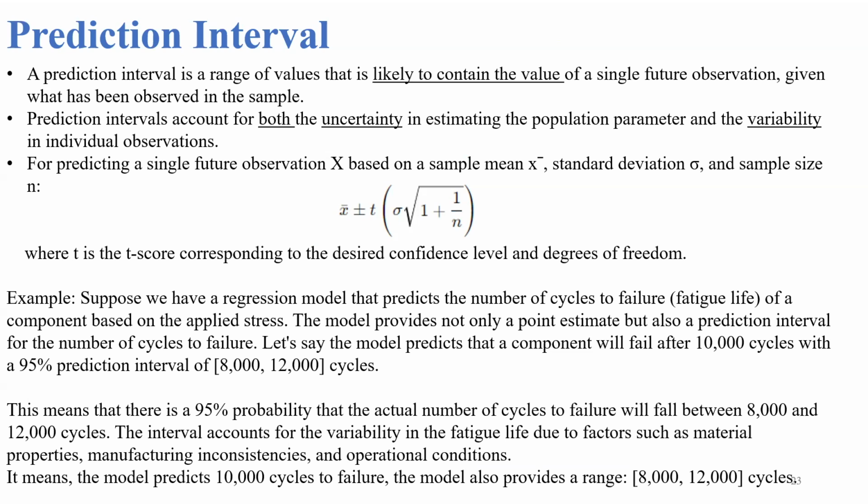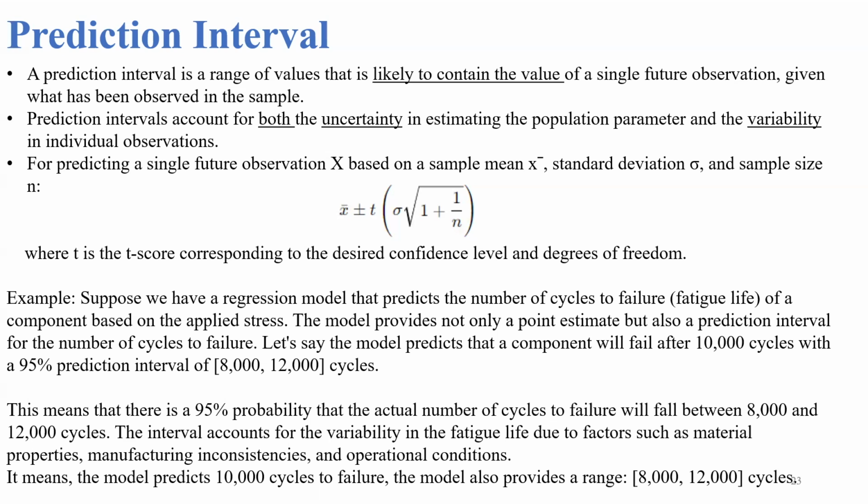And here's an example of a prediction interval. Suppose we have a regression model that predicts the number of cycles to failure, the fatigue life of a component, based on applied stress. The model provides not only the point estimate, but also a prediction interval for the number of cycles to failure. Let's say the model predicts a component will fail after 10,000 cycles with a 95% prediction interval of between 8,000 and 12,000 cycles.